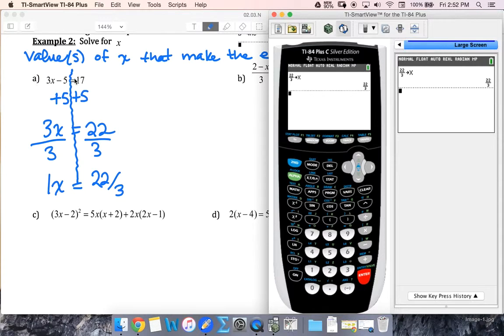Now I want to come back to my original equation, and if I do 3x minus 5, I hope that the answer is going to equal 17. And it does equal 17, which means my left side is the same as my right side, so I've got a true solution. So we're using our calculator to check.